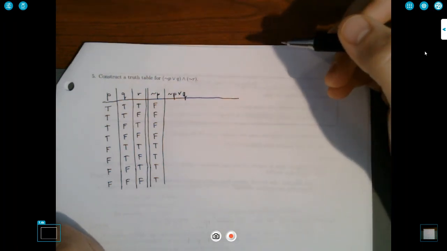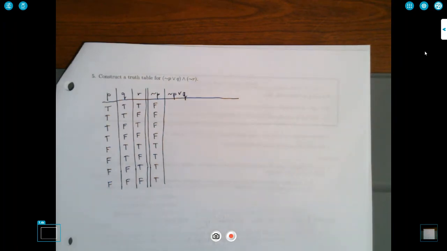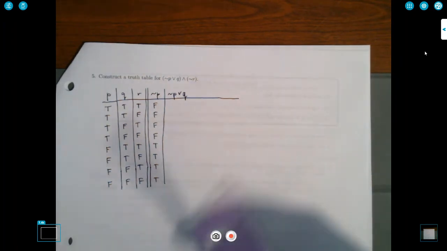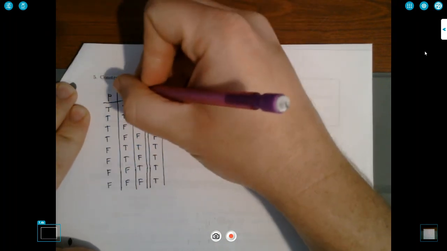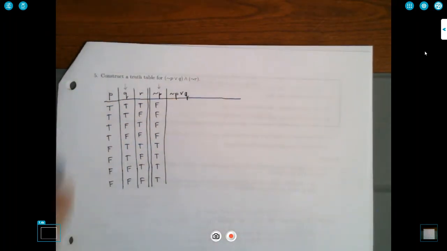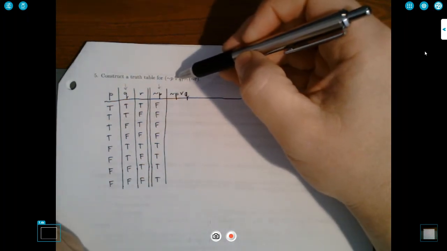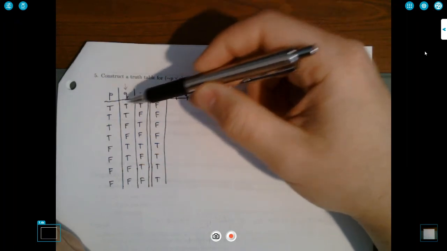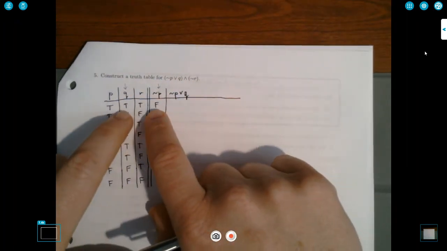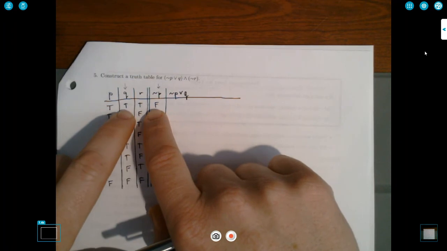All right, so that's that first disjunction, not P or Q. For not P or Q, let me use a pencil so that I can erase it later so I don't confuse myself. But not P or Q means I'm going to compare this column and this column. And it's a disjunction. So in order for the disjunction to be true, I only need for one of these things to be true. So here I've got one of the things is true.